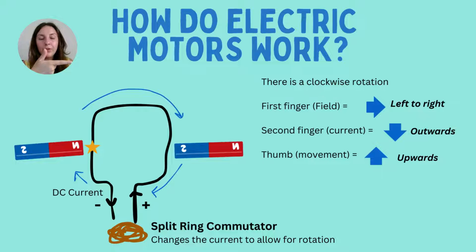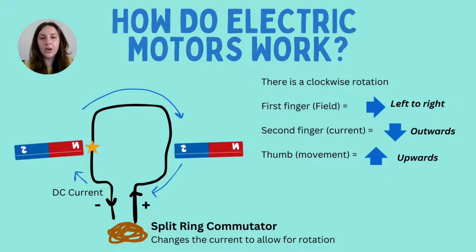And then what we want to do is we want to see where our thumb is. So as you can see, the thumb, the movement, that force that's being experienced on that wire is actually moving upwards, which is why the wire you see here is actually going to move upwards, and it's going to start to have a clockwise rotation.